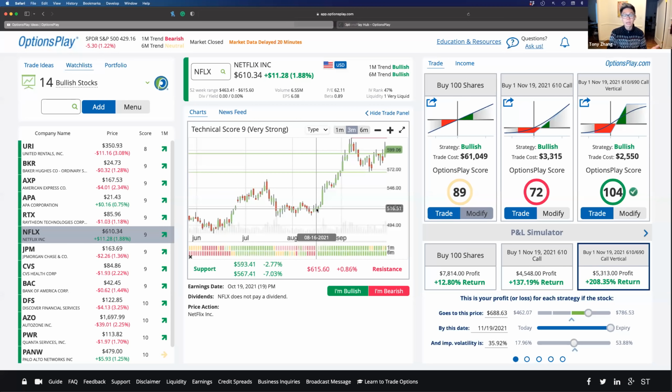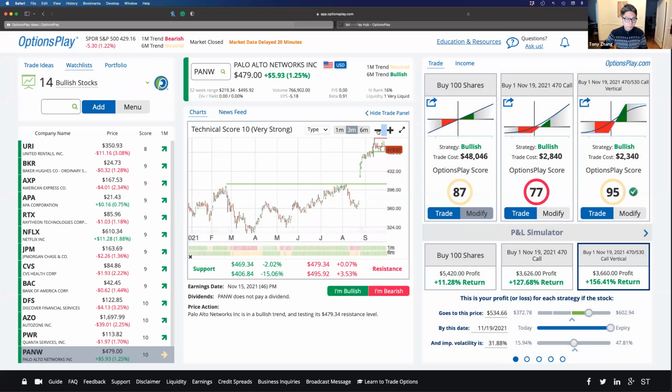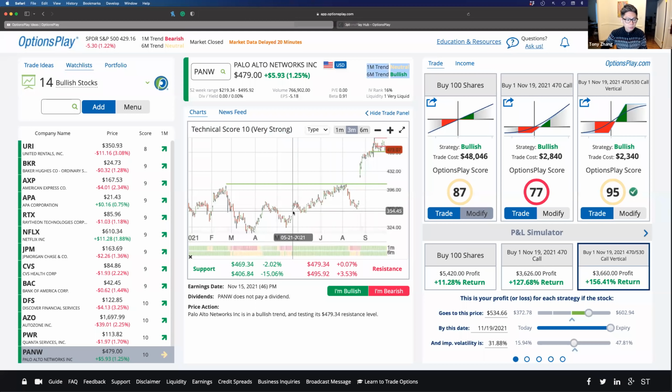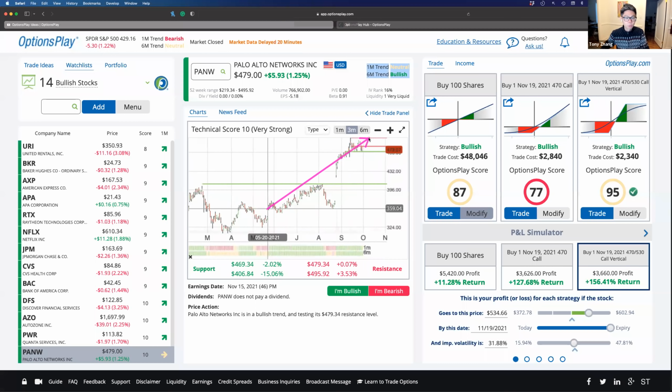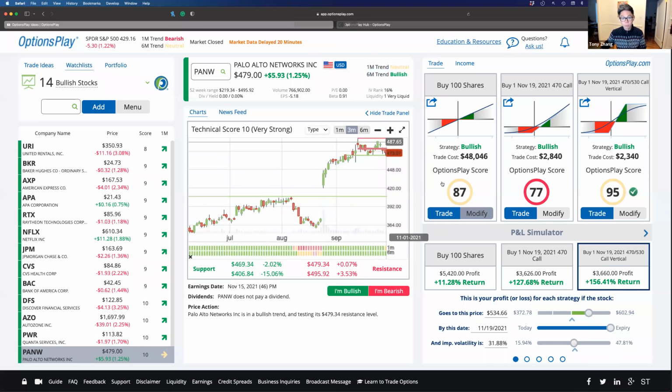Sometimes you might find a great idea, but it's a stock that's already had a really long run, like Palo Alto Networks, right? It seems like a great stock. Its technical score is 10, and the 1 month and 6 month trend is fairly strong here, but this is a stock that's been bullish since May of this year, right? This is a $350 stock. Now it's $473. Great idea, but maybe a little bit late. These are the things that you want to understand before you place a trade.